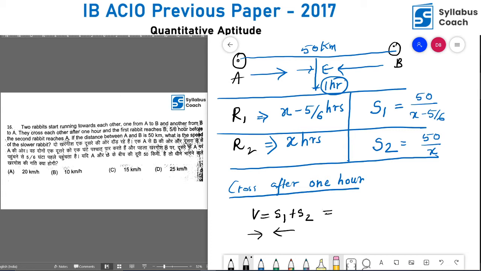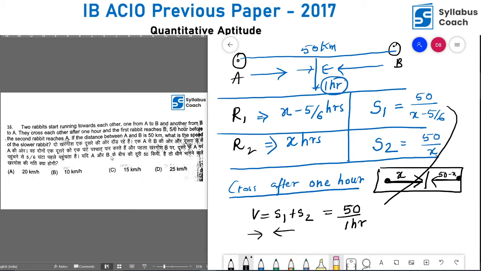Now velocity is nothing but distance by time. Now what is the distance? As they are crossing each other, if one rabbit is traveling like this and the other rabbit is traveling like this, ultimately both of them effectively traverse the total distance. If this one travels x kilometers, the other would travel 50 minus x kilometers, but ultimately the total distance is going to be 50. So distance is 50, and time is 1 hour. Are you clear until here? Great.